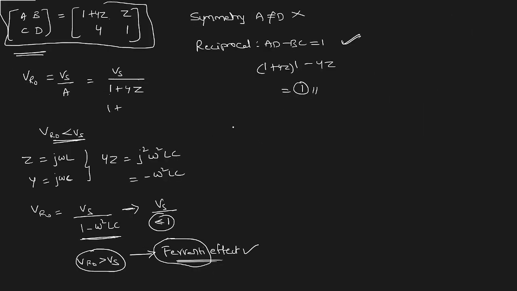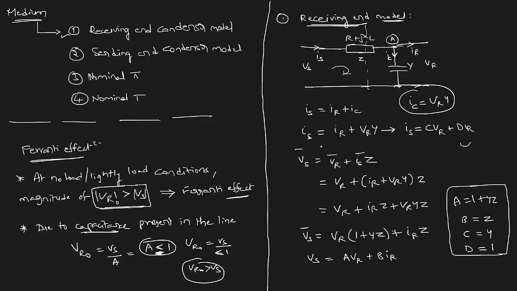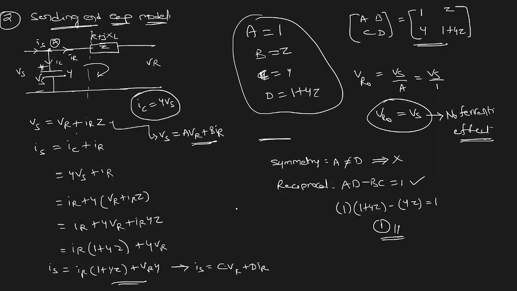And in the receiving end model, we can see the presence of the Ferranti effect, but in the sending end model, we cannot see any Ferranti effect. And in short lines, we can clearly see that there is no Ferranti effect. At any cost, there is no Ferranti effect. Fine. These are some of the important points corresponding to short lines and medium lines.